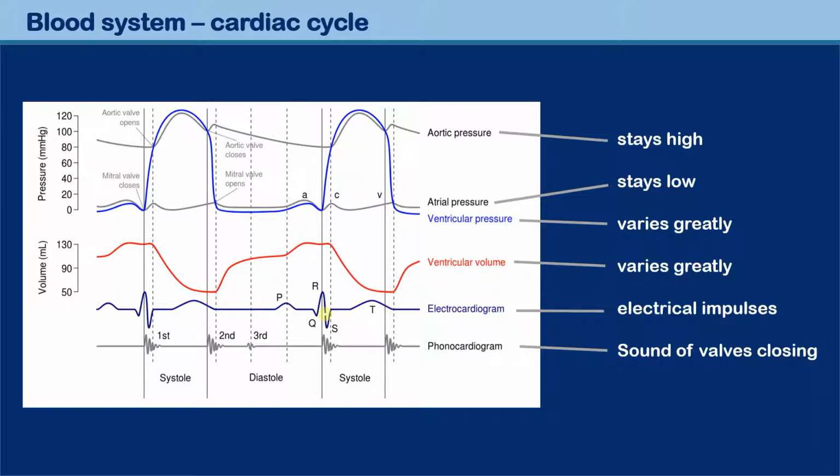You should be able to identify what these diagrams, what these lines mean, and as always, it's not as complicated as it might appear.